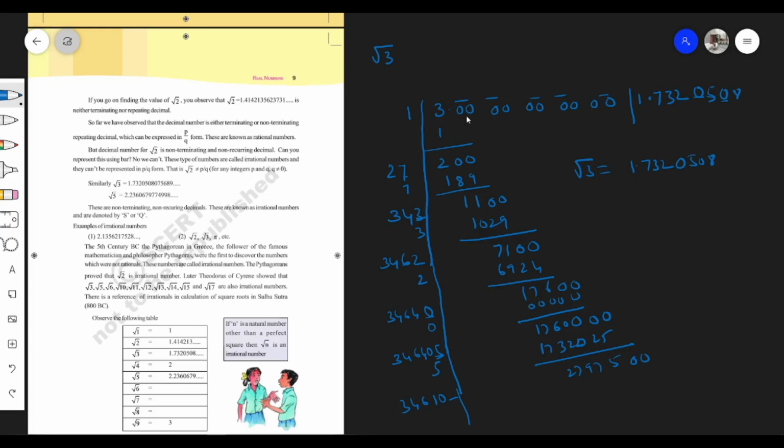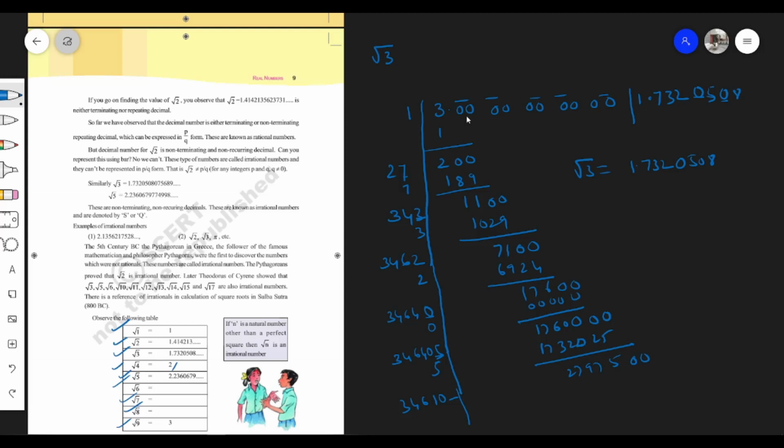So all these numbers, observe here: square root of 1 is a rational number, square root of 2 irrational, square root of 3 irrational, square root of 4 rational, because we have a perfect square answer, it is an integer. So square root of 5 irrational, 6 irrational, 7 irrational, 8 irrational, 9 integer. I think you understood well.